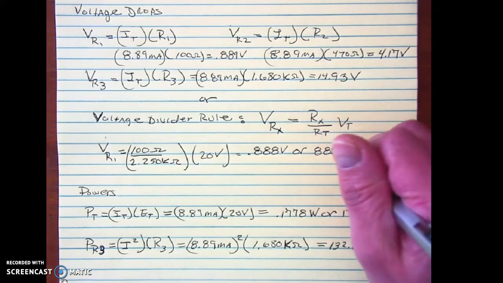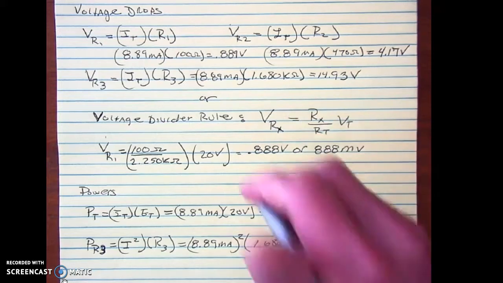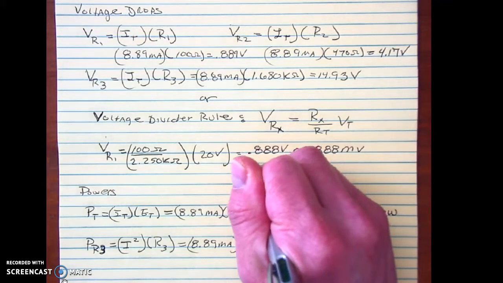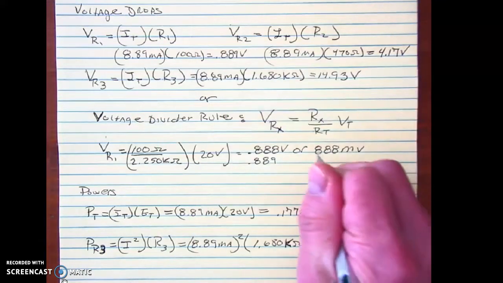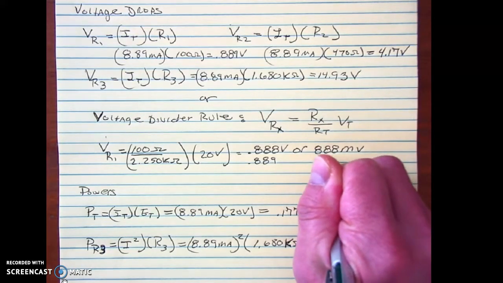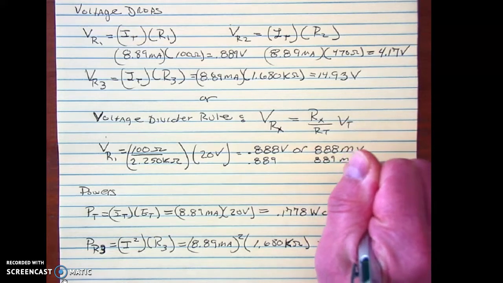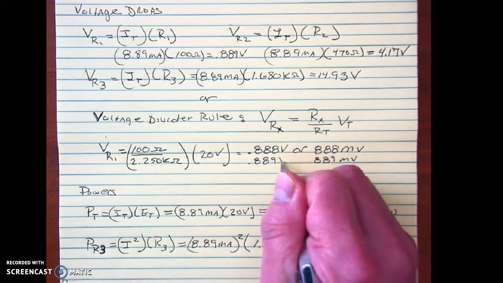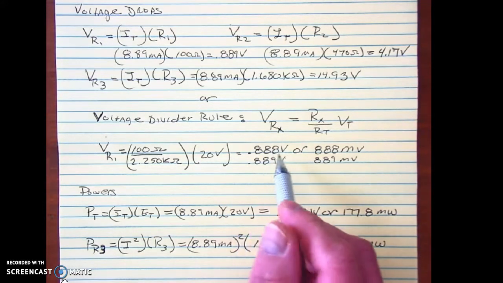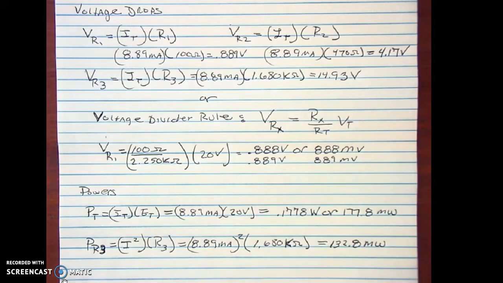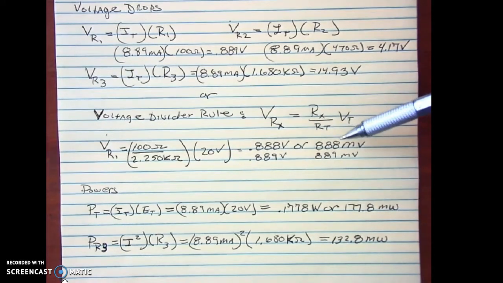Actually, this should be 889 millivolts. So this one, if I did this correct, it should be 0.889 to keep everything consistent up there, or 889 millivolts. So if you gave me it this way, I would be fine with it. I would just say watch your third decimal place, etc. on that. So I hope that explains that a little better.